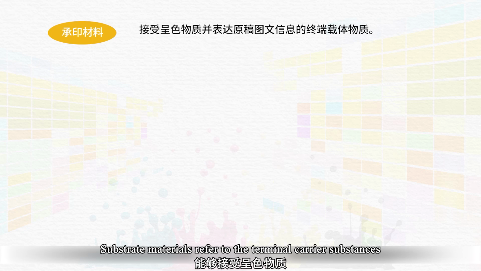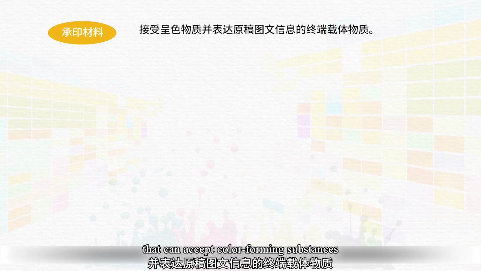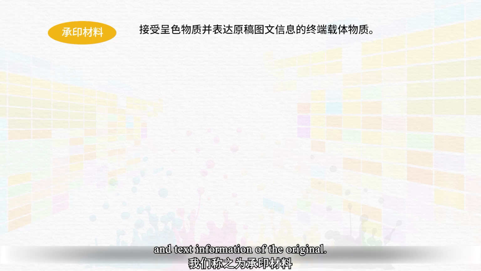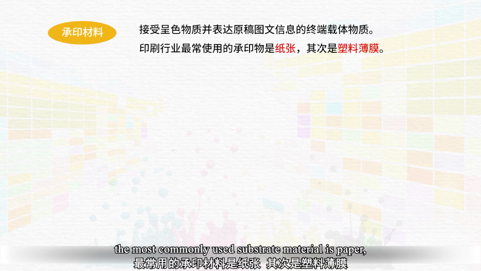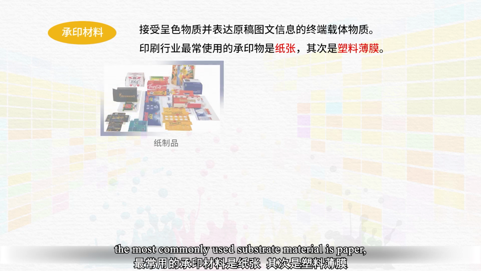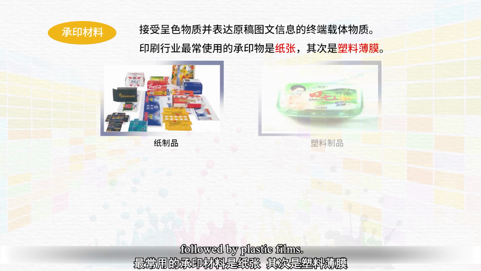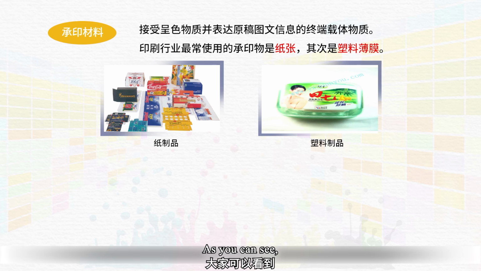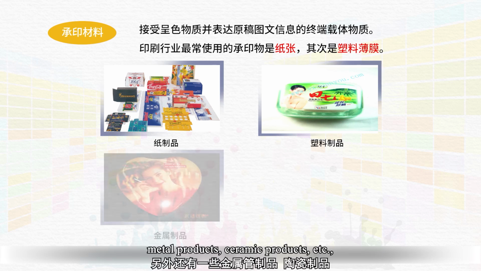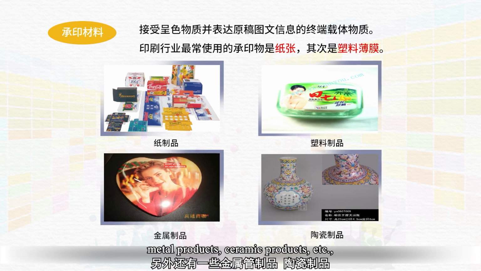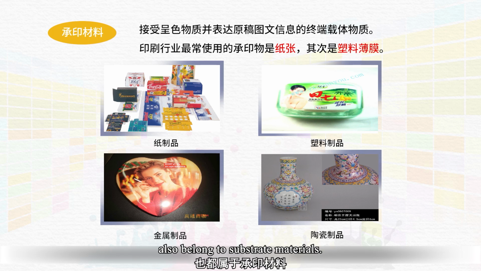Now, let us first understand what substrate materials are. Substrate materials refer to the terminal carrier substances that can accept color-forming substances and express the graphic and text information of the original. In the printing industry, the most commonly used substrate material is paper, followed by plastic films. As you can see, metal products, ceramic products, etc. also belong to substrate materials.